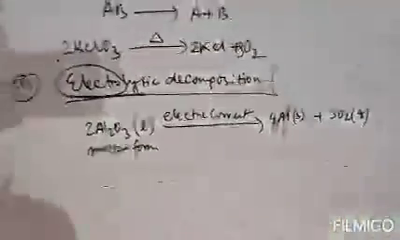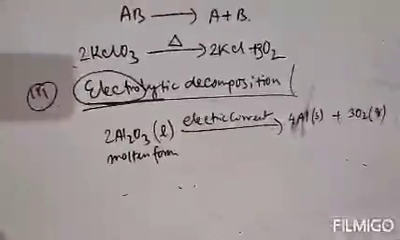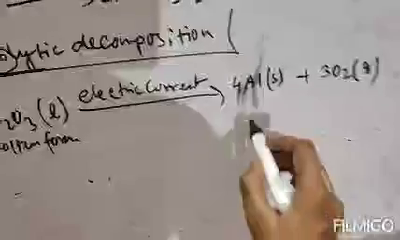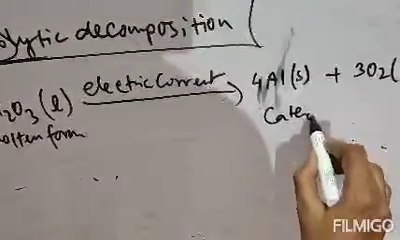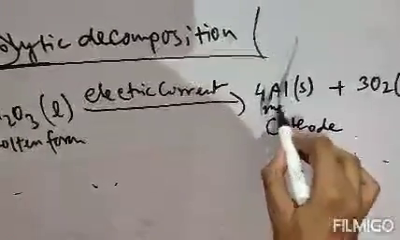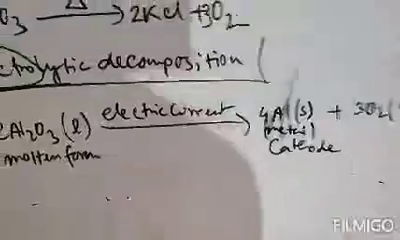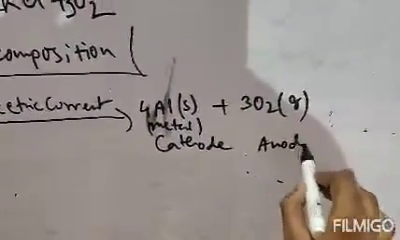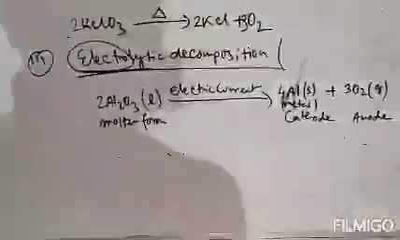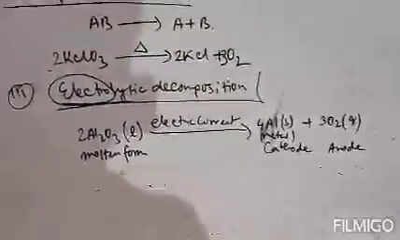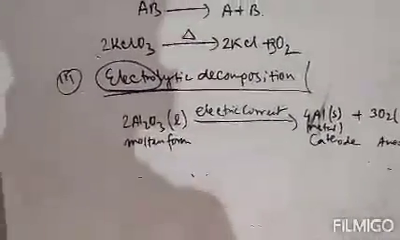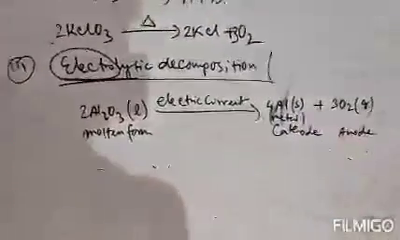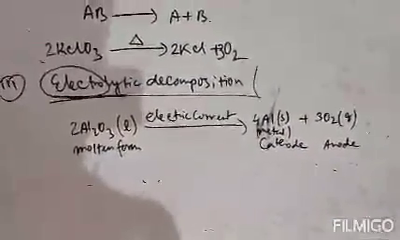Now as it is an electrolytic decomposition, electric current is to be passed. That means aluminium will settle down at the cathode. Why? Because it is a metal, and we know that metal is deposited at the cathode and non-metal is deposited at the anode. This is the feature of electrolytic decomposition. Whenever electric current is passed through any substance, if there is a metal, that metal is deposited at the cathode and non-metal is deposited at the anode.